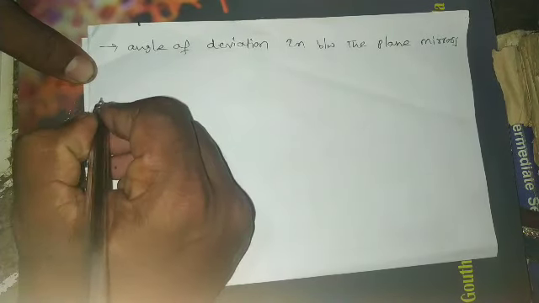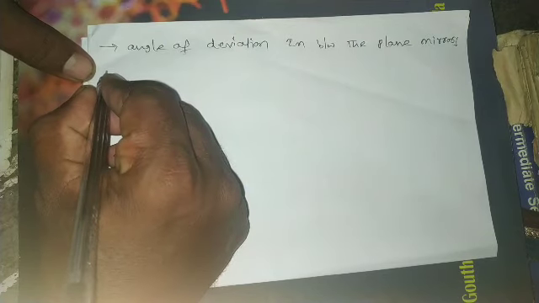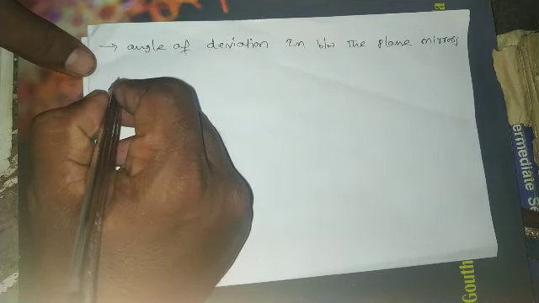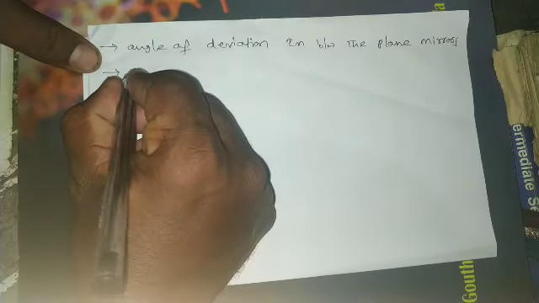In the previous class we already discussed angle of deviation of the single mirror. In this class we will discuss angle of deviation in between the two plane mirrors. In that, we have to discuss one example, the assumptions, or the condition.